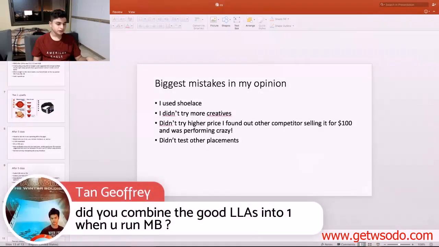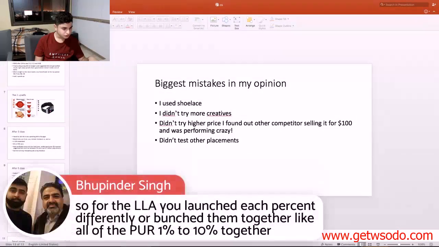Did you combine the good lookalikes into one when you run marketing? If they were too small, like less than 1 million, 2 million, 3 million, yes, I combined them. But if they were too big, I did not. For example, if I had lookalikes 1 to 3 and all of them were small, I added them together, and the rest I would do separately.